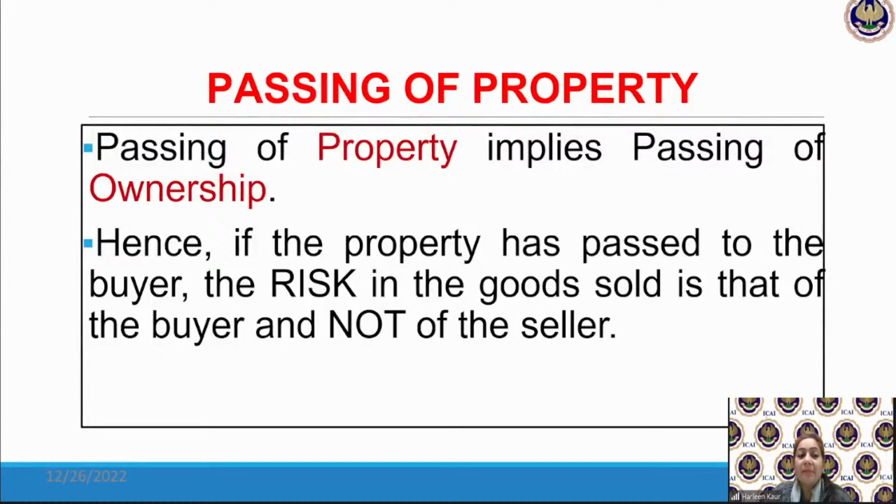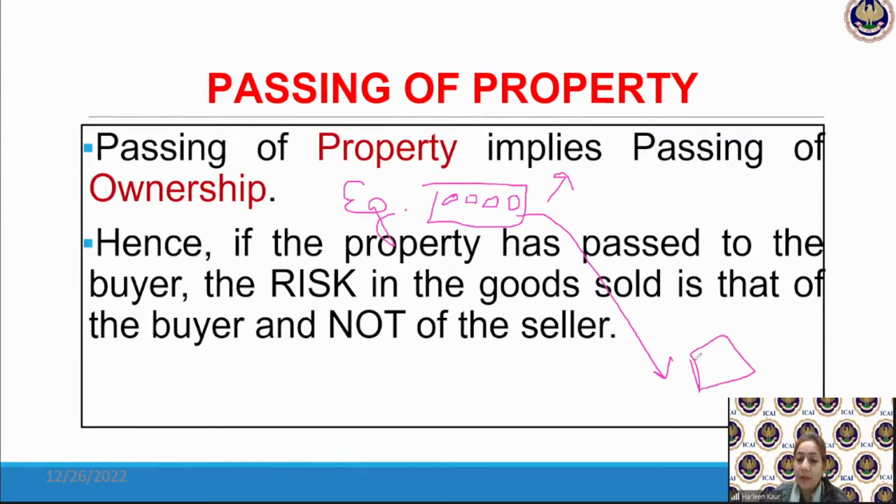So passing of property simply means passing of ownership. If the property has passed to the buyer, the risk in the goods sold is of the buyer and not of the seller. Now, here is a very interesting example that I have for all of you. You went to a shopkeeper to purchase certain chocolates. You have purchased 5-6 packets of chocolates and you have already made the payment. Now you told the shopkeeper that you have certain work in the market, so you can't carry this heavy box of chocolates along with you. So I'm keeping my bag of chocolates over here, and on my way back home, I will just pick it up and take it back.